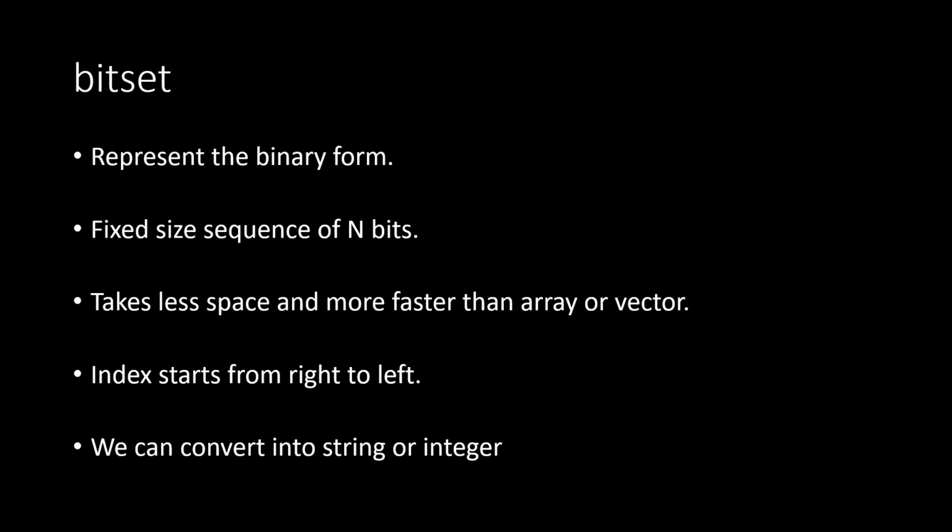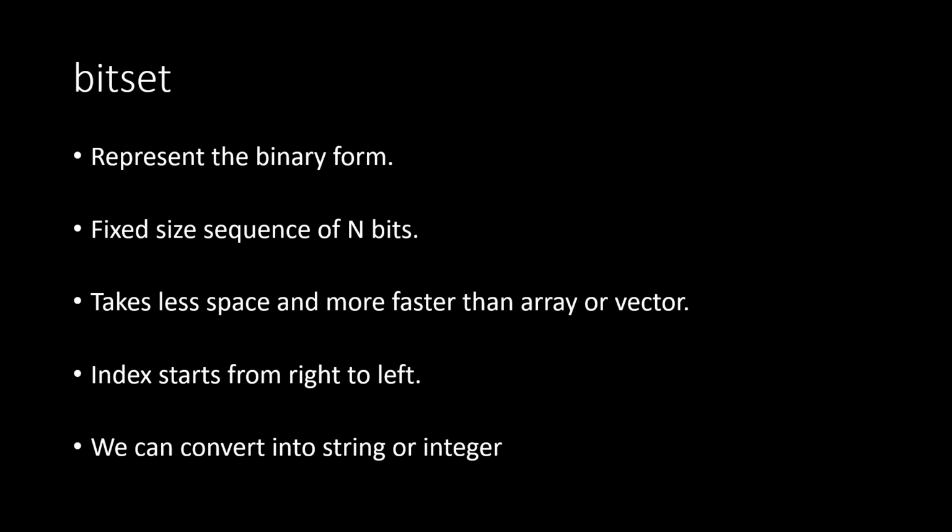Hello guys, in this video we are going to see about the Bitset class in C++. Let's start. So first of all, what is Bitset? Bitset is a class which is used to represent the binary form. Consider there is an integer. If we want to represent this integer in the binary form, we can use the Bitset class.